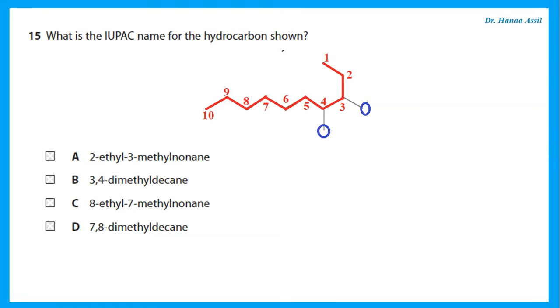Then where are the substituents? We said we start numbering from the side that gives the lower number for the substituents. So we shouldn't start from the left. It will give a very large number. We're starting from the right. So the methyl groups that we have are on carbon number 3 and on carbon number 4. That means we have 2 methyl groups. That is dimethyl, and the number of the carbons on which they're placed is carbon number 3 and carbon number 4.